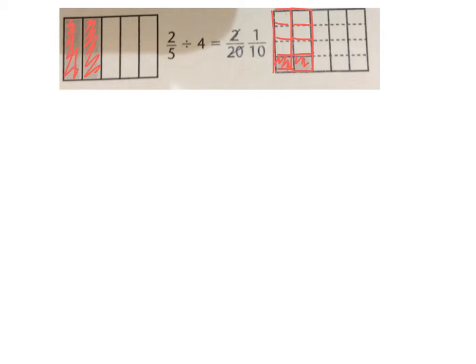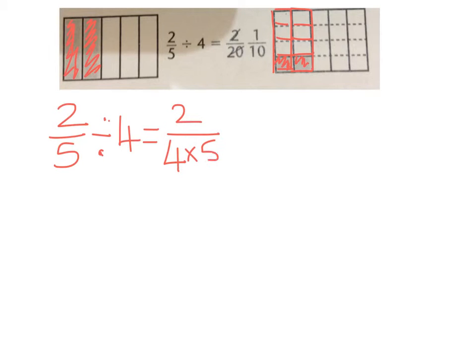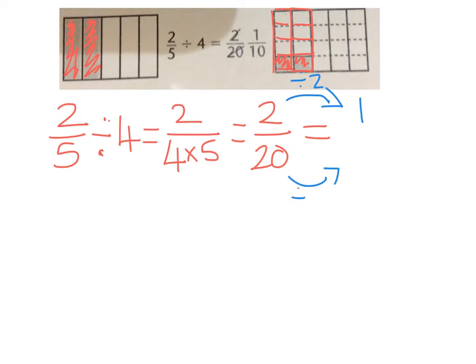The first way is 2/5 divided by 4 equals 2/4 times by 5, which is the same as 2/20, and then I can cancel that down because if I divide the 2 by 2, they're both divisible by 2, divide by 2, I get 1, divide that number by 2, I get 10. So my answer is 1/10.